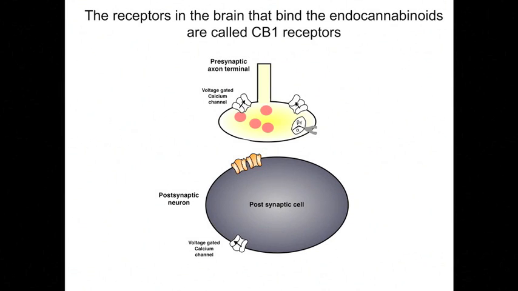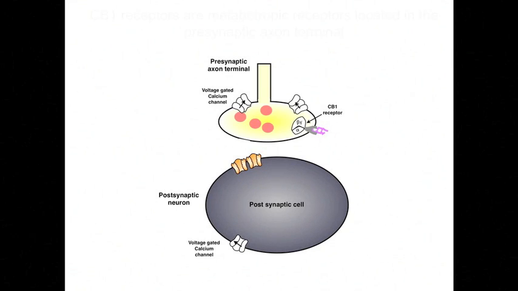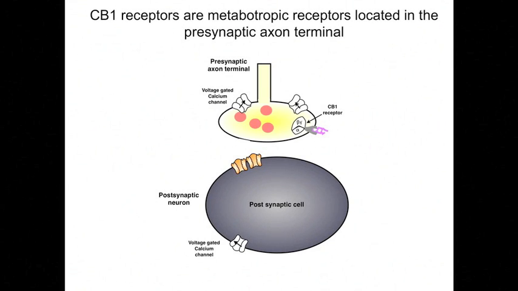The receptors in the brain that bind the endocannabinoids are called CB1 receptors, the CB standing for cannabinoid. There's one of them right there. The CB1 receptors are metabotropic receptors located in the presynaptic axon terminal. They don't occur on the postsynaptic cell, only on the presynaptic terminal.